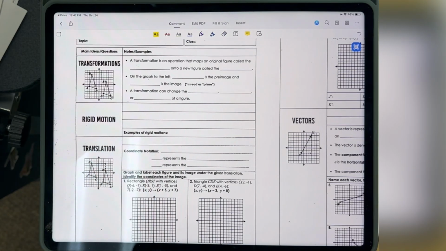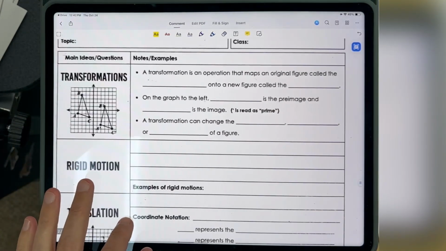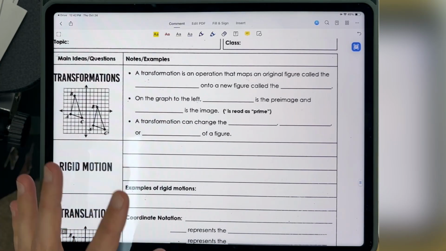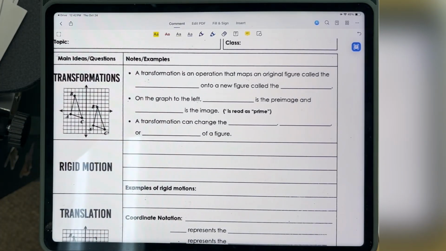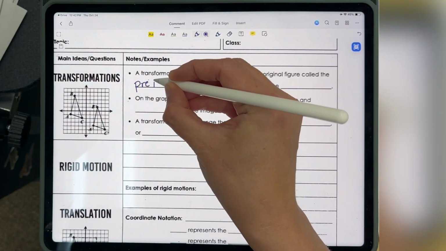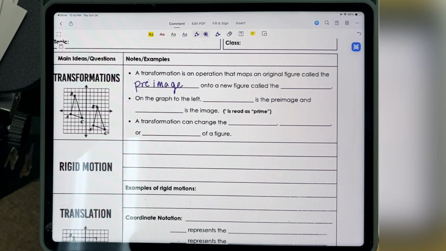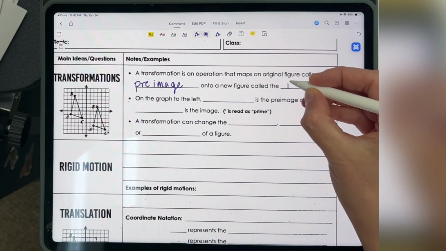So today we're going to work on transformations of shapes and transformations of points. And what does this mean in math? So the easiest transformation is called a translation, and that's what we're going to cover today. Okay, so let's zoom in. What is a transformation? A transformation is an operation that maps an original figure called a pre-image onto a new figure called the image.